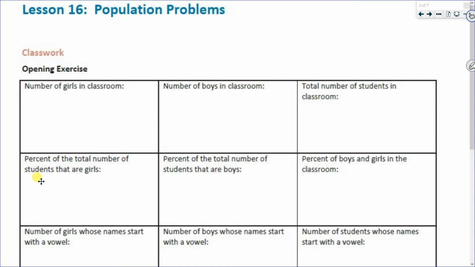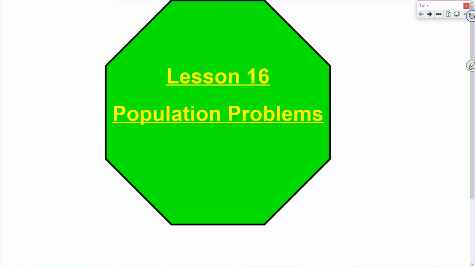So today's lesson. I'm sorry, we're already on slide 2. We're supposed to be on slide 1. It is lesson 16, population problems. So we're going to be working on population problems. Now, normally population should be tied into statistics, but we're throwing it in with percents early because you need to start getting a feel for what statistics may look like.